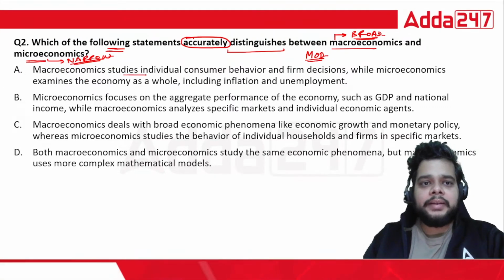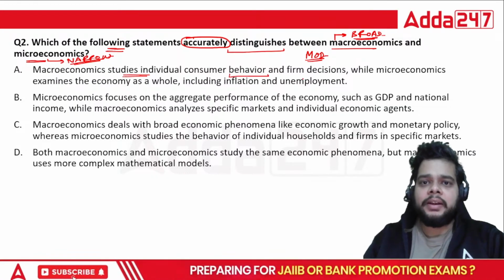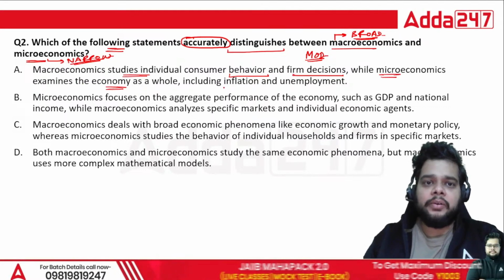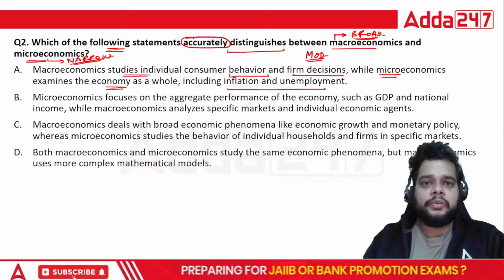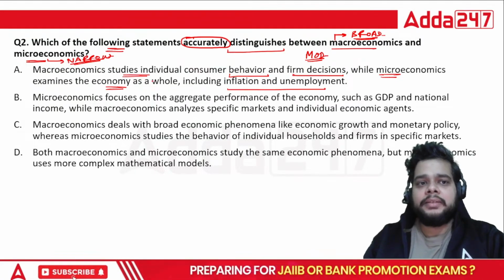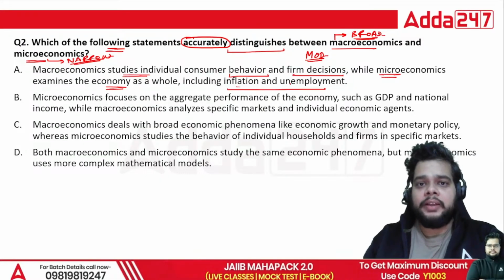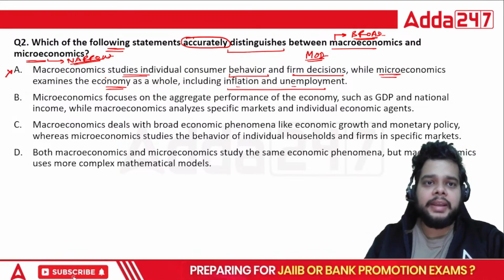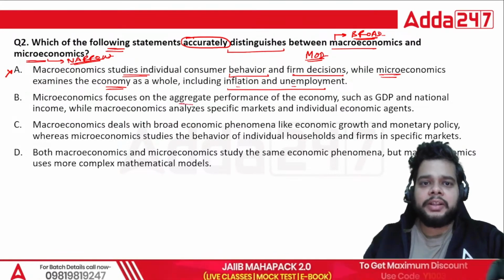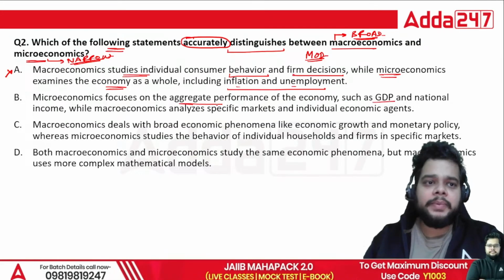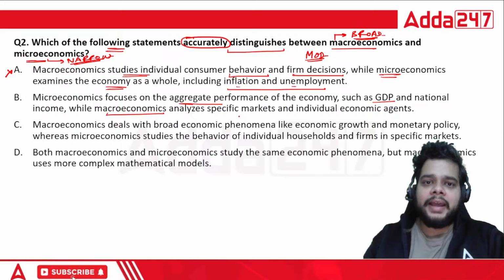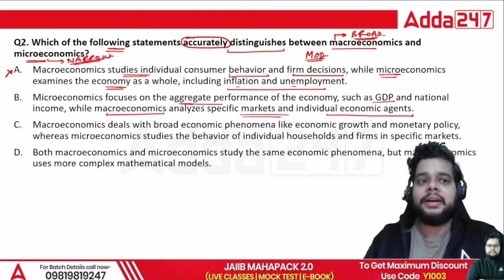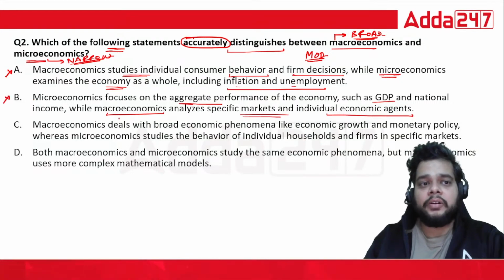A: Macroeconomics studies individual consumer behavior and firm decisions, while microeconomics examines the economy as a whole, including inflation and unemployment. So we know that macroeconomics is for studying the overall economy, including inflation and unemployment, and here it is written for microeconomics. So it is the other way around. A is wrong. B: Microeconomics focuses on the aggregate performance of the economy, such as GDP and national income, while macroeconomics analyzes specific markets and individual economic agents. Individual economic agents are studied under microeconomics. Again, this is a wrong statement.